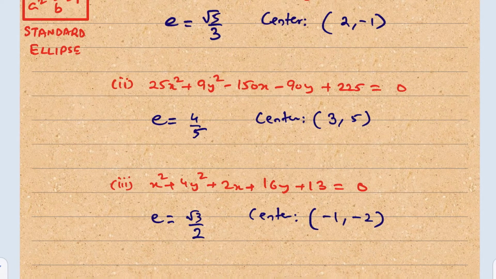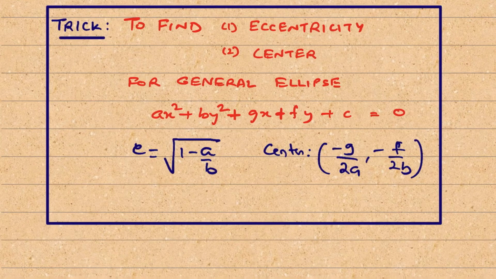Let's find out. So the trick is that for these type of ellipse equation, the eccentricity is under root of 1 minus a upon b. Now notice that a should be less than b, otherwise this fraction will be greater than 1 and we'll get a negative value inside the root sign, which is not possible. So care must be taken while substituting the values, that whichever is smaller we will write in the numerator and the bigger quantity we will write in the denominator.